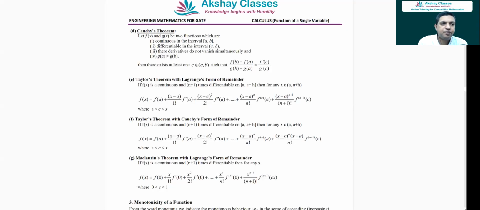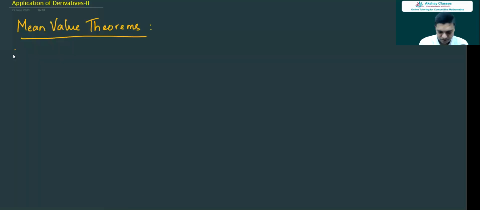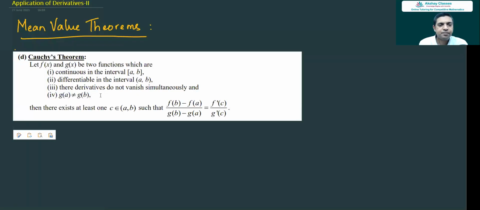Extension of Lagrange's mean value theorem, but not so often used, at least in problems at our level, is Cauchy's theorem. Lagrange's mean value theorem is applicable for only one function.